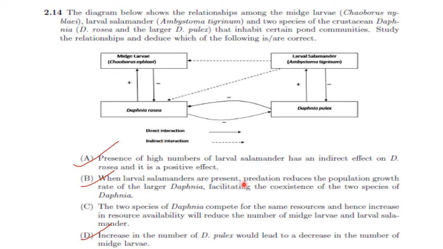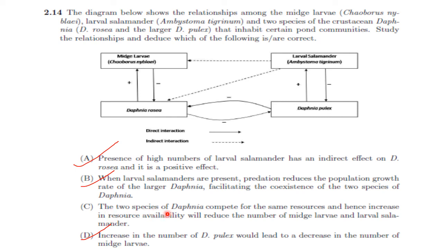When larval salamanders are present, predation reduces the population growth rate of the larger Daphnia, facilitating the coexistence of the two species of Daphnia. So when the larval salamanders are present, predation reduces the population growth rate of Daphnia pulex, and this will facilitate coexistence of Daphnia rosea and Daphnia pulex. So option B is also correct.